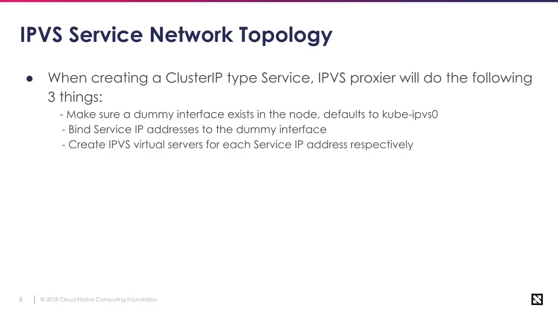If we use Kube-proxy in IPVS mode, Kube-proxy will do three things when a user creates a service. Firstly, make sure a dummy device interface exists in the node. The default name is kube-ipvs0. Secondly, bind the service IP address to the dummy device. For ClusterIP type of service, the service IP is a cluster IP. And for NodePort service, the address can be the cluster IP and the node IP.